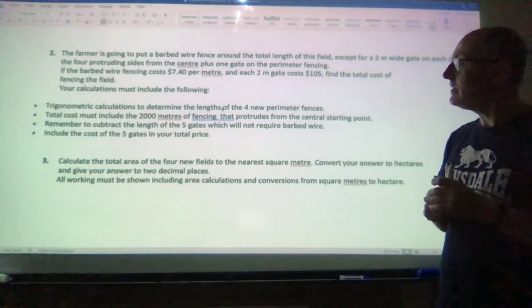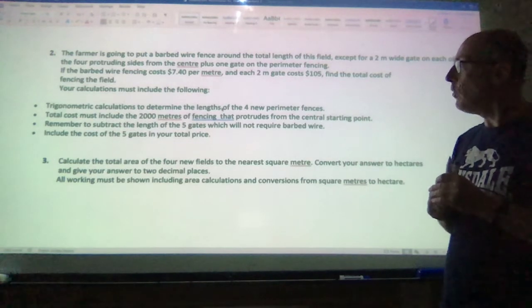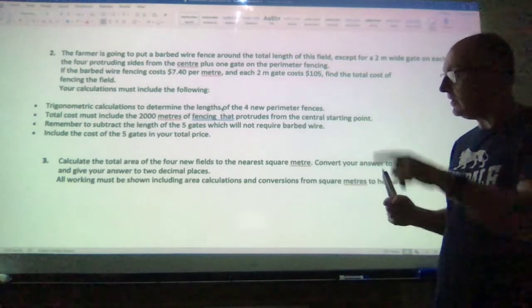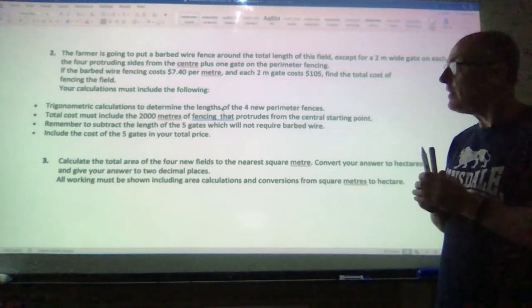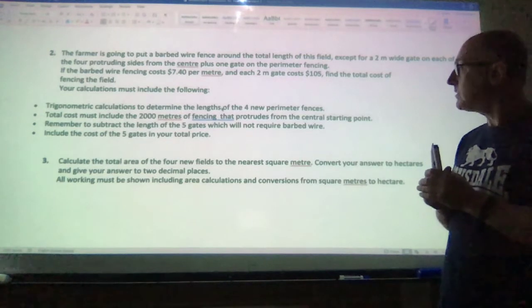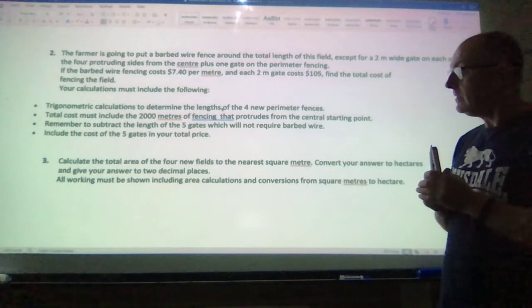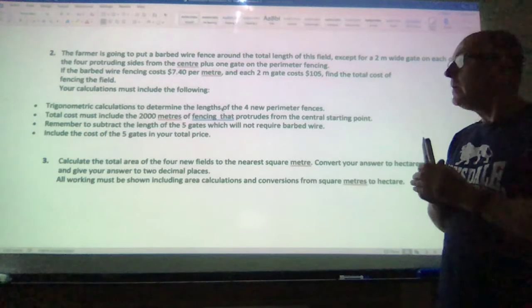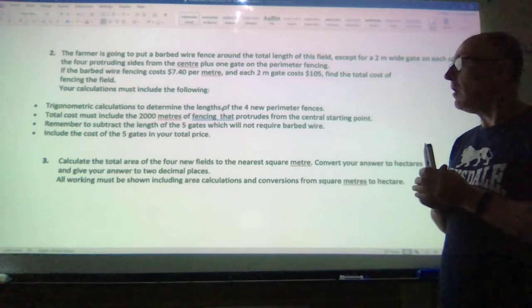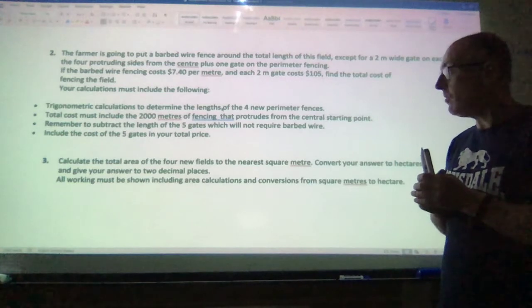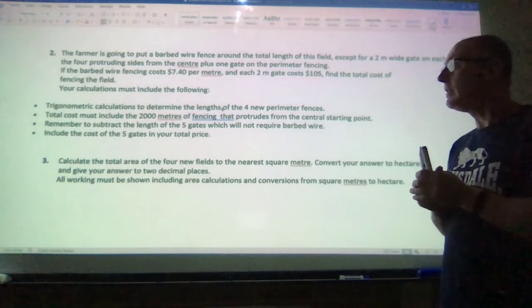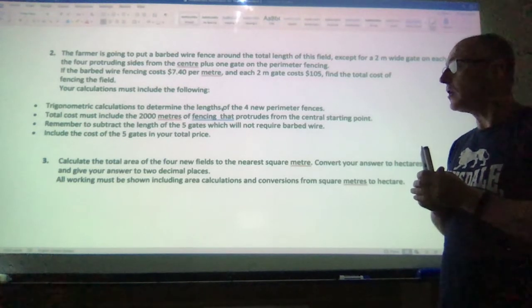Trigonometric calculations to determine the lengths of the 4 new perimeter fencings, that's the dotted lines. The total cost must include the 2,000 metres of fencing that protrudes from the central starting point. Remember to subtract the lengths of the 5 gates which will not require barbed wire, and include the cost of the 5 gates in your total price.